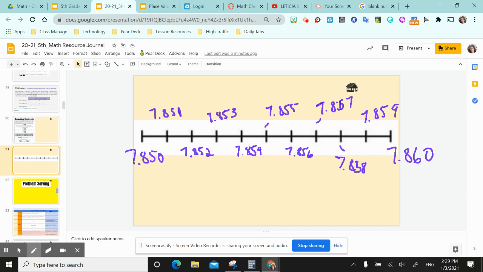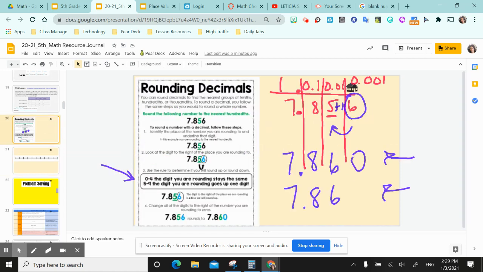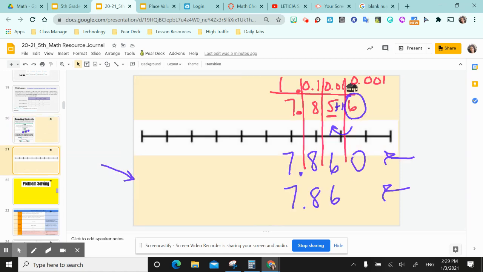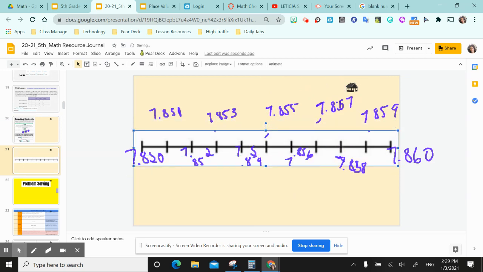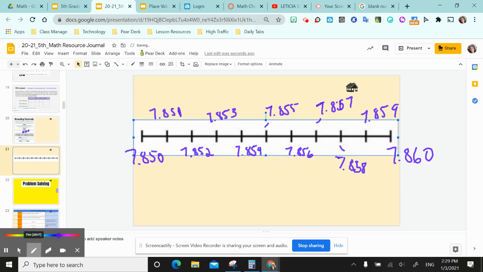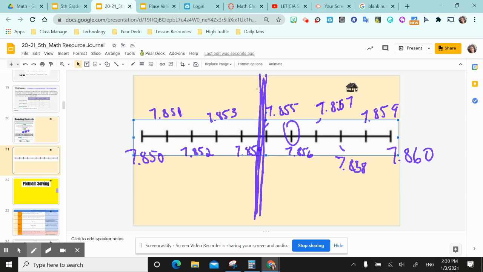So then the number we were trying to round, if you go back, was 7 and 856 thousandths. That's where our number is. You can see that this is dead middle, about right here, and this number is closer to 7 and 860 thousandths than it is to this one. Because if it's 5 or more, it's going to be moving up.